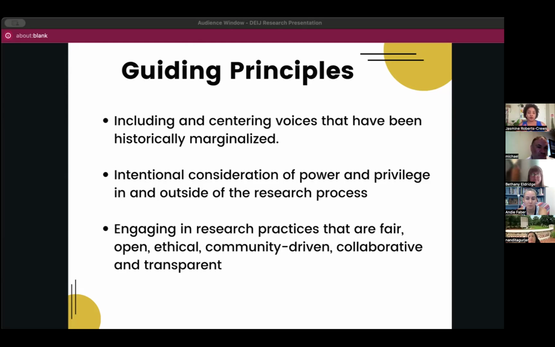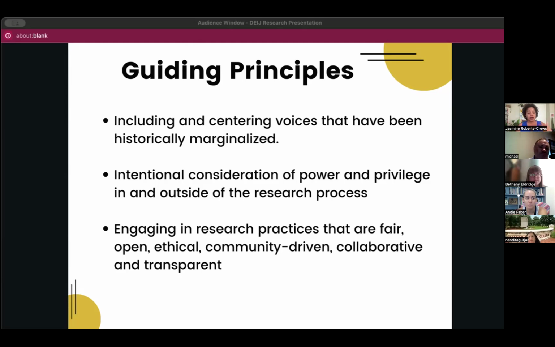I think sometimes we want to add in voices that have been historically marginalized because we know morally that's the right thing to do, but we're not thinking about how that actually informs the purpose of our research. Does that make sense, y'all? Okay. Awesome.